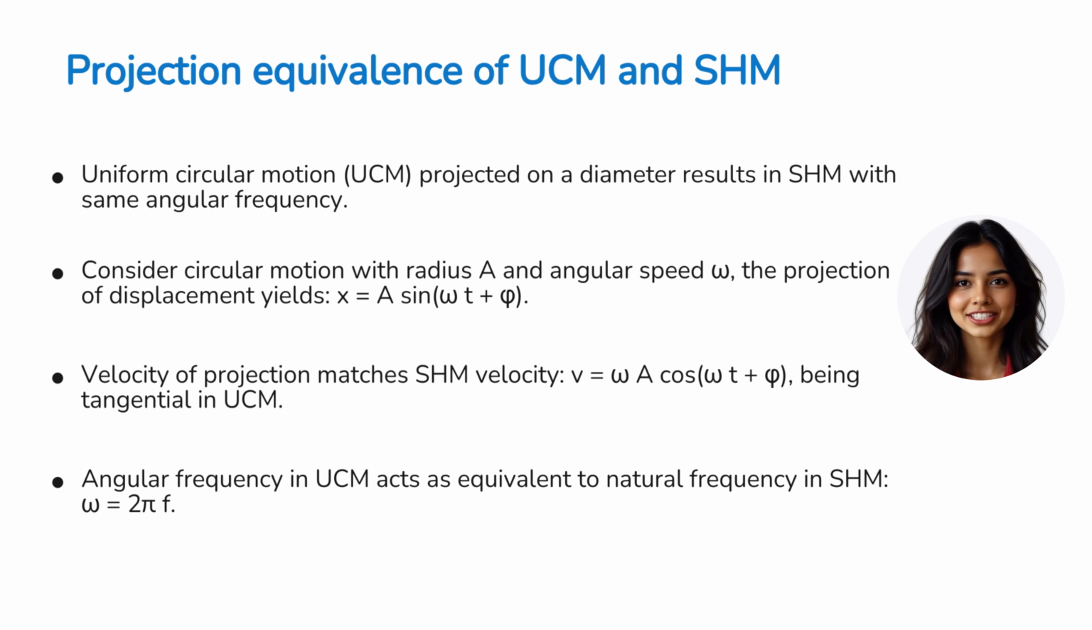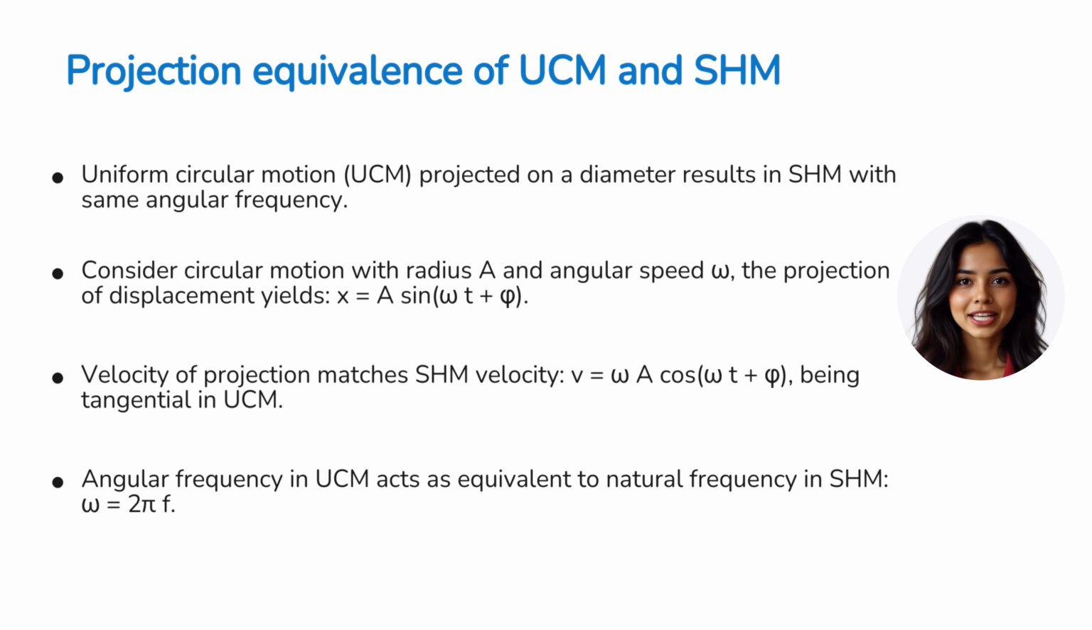That's SHM in disguise. Uniform circular motion is when an object moves around a circle of fixed radius a at a constant angular speed omega, measured in radians per second. Now, if we look at the shadow of this circular motion projected onto a diameter, say, imagine shining a light straight down, this shadow moves back and forth along a line just like our simple harmonic oscillator.